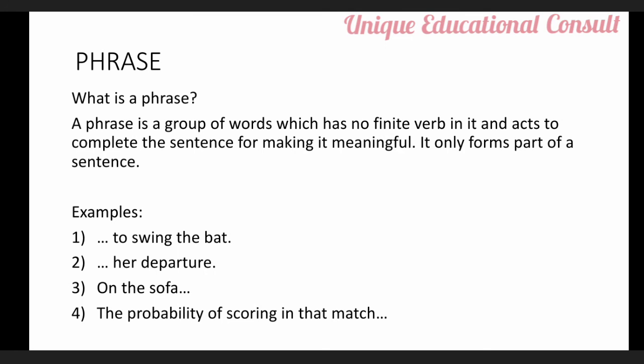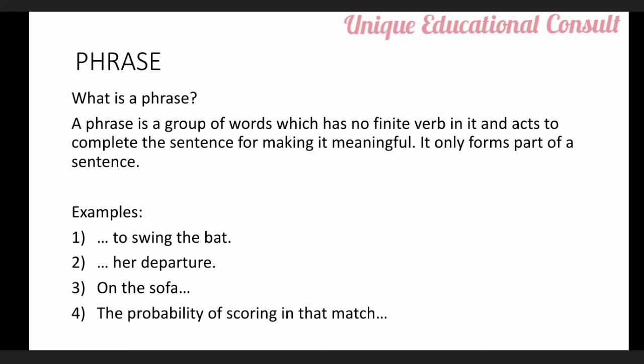Look at the examples that we have below. You can see the ellipses, meaning we have some set of words before what I wrote in number 1. We have to swing the bat. That is what? A phrase. We don't know what happens before swinging the bat. That is what is called a phrase. Number 2, we have ellipses as well. Our departure. What happens to our departure? We don't know. That is what is called a phrase.